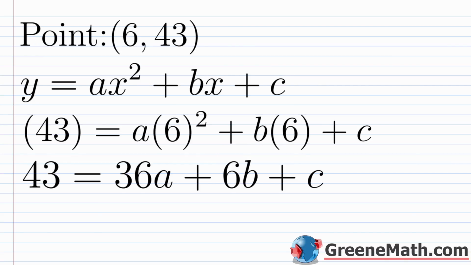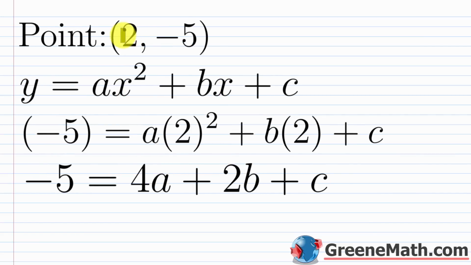All right, for problem number 4, we are once again given our y equals ax squared plus bx plus c. Our first point is 6 comma 43. So the 6 is the x value. So that's going to go again right here and right here. And then the 43 is the y value. That's going right here and right here. When you simplify, you get 43 equals 36a plus 6b plus c.